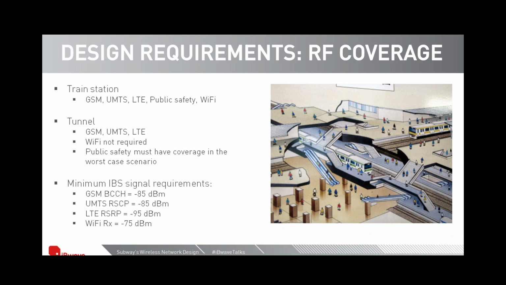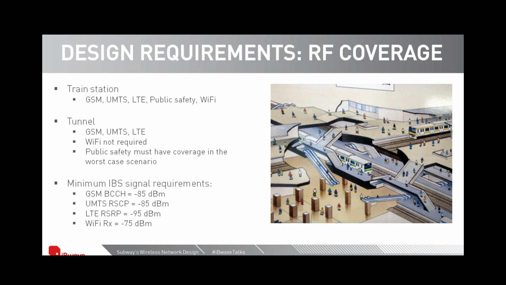In the tunnel, Wi-Fi is not required because Wi-Fi is not mobile technology. It does not support full mobility. The Wi-Fi in itself can be provided via train Wi-Fi, but in that case, what we really have is a backhaul through a 3G or 4G network. Public safety, on the other hand, has to have coverage in the tunnel in the worst case scenario, which does influence what you need to provide inside the tunnel and how you need to position your radiating elements. And we will go through that in a few slides.